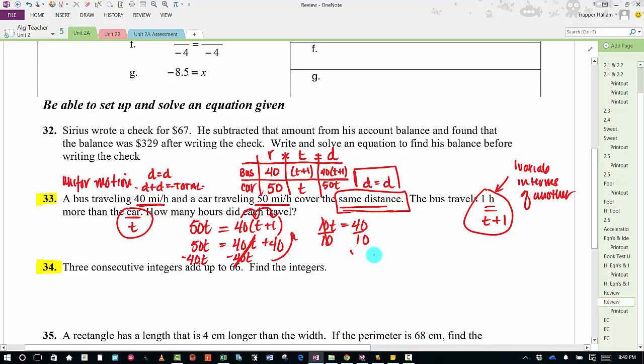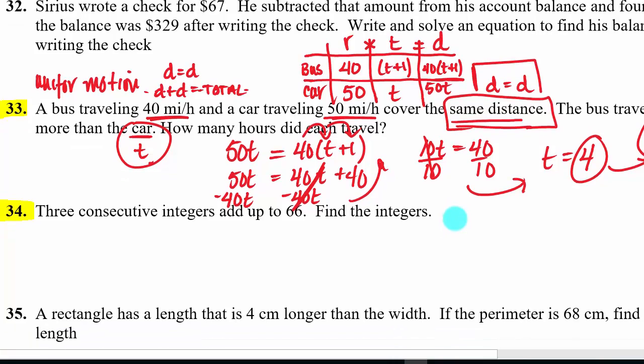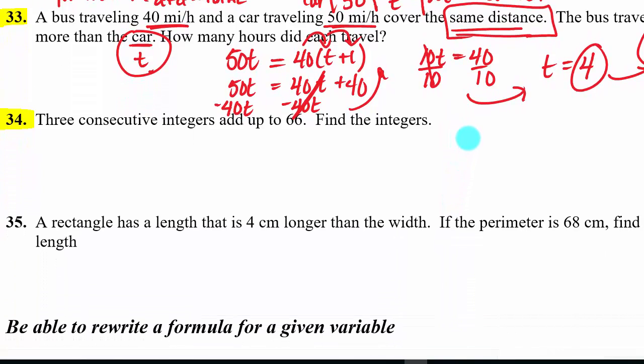Those turn into 1. And I get t is equal to 4. So 4 hours of travel for the car, because that's t, and then we add 1 hour for the bus. So the bus travels a total of 5 hours. At that point, we would put this into words, we'd write it out, but I'm going to keep moving because I want to keep this a short video.